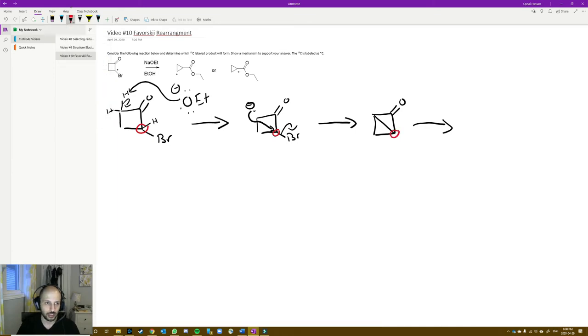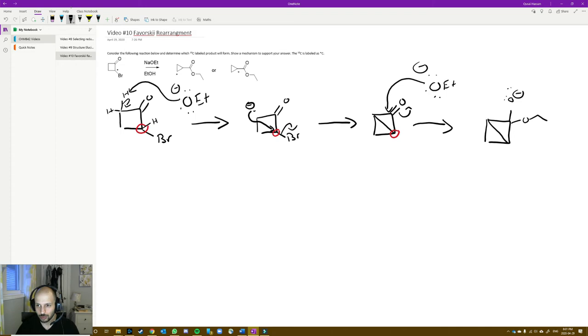And so what's the next step here? You still have your base in solution, right? Since it's in excess, it's gonna attack your ketone center, which is kind of here, okay? And it's gonna form a tetrahedral intermediate. And so you're gonna have your alkoxide and your ethoxide group there.